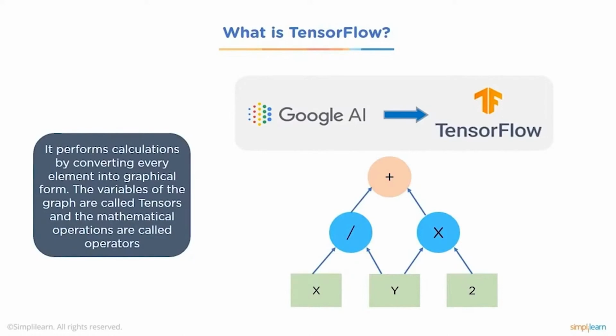Here, in the computational graph shown, you can see that x, y, and 2 are the variables. They will also be called tensors, and division, multiplication, and addition are the operators. This graph basically shows us the calculation that is going to occur in a machine learning model where x and y are going to be divided and y and 2 are going to be multiplied. The results of these two calculations are then going to be added to give us the final output.